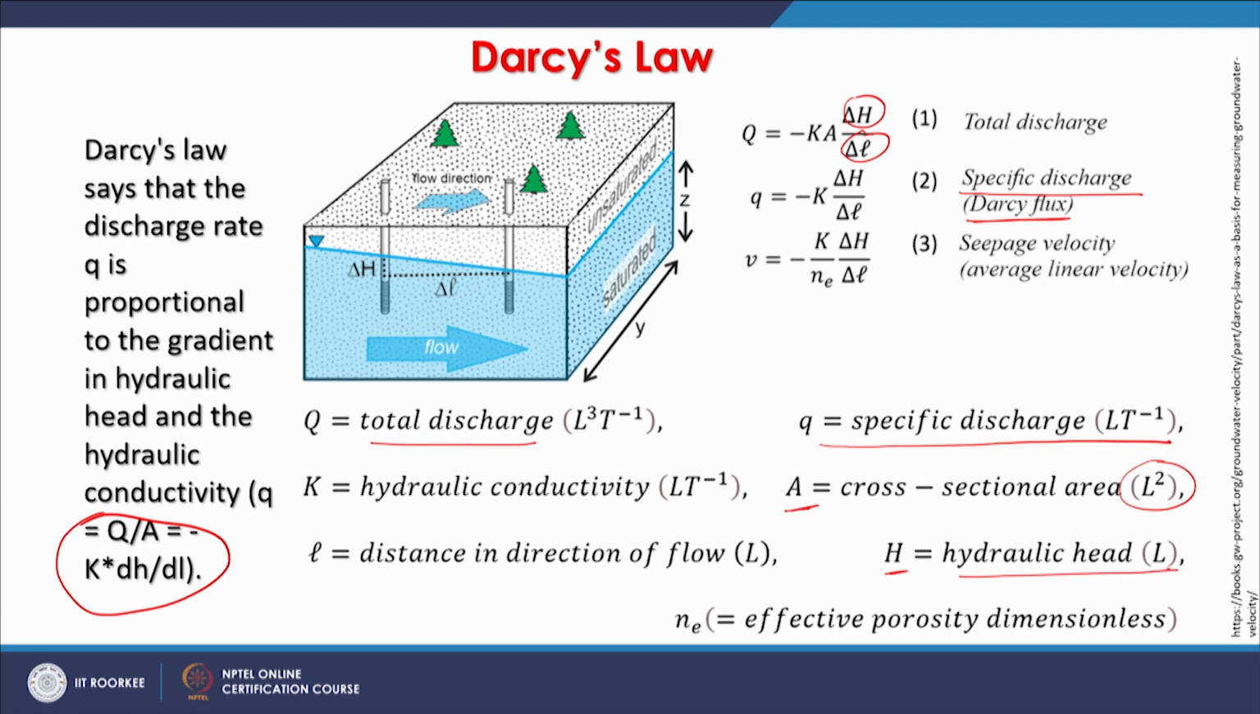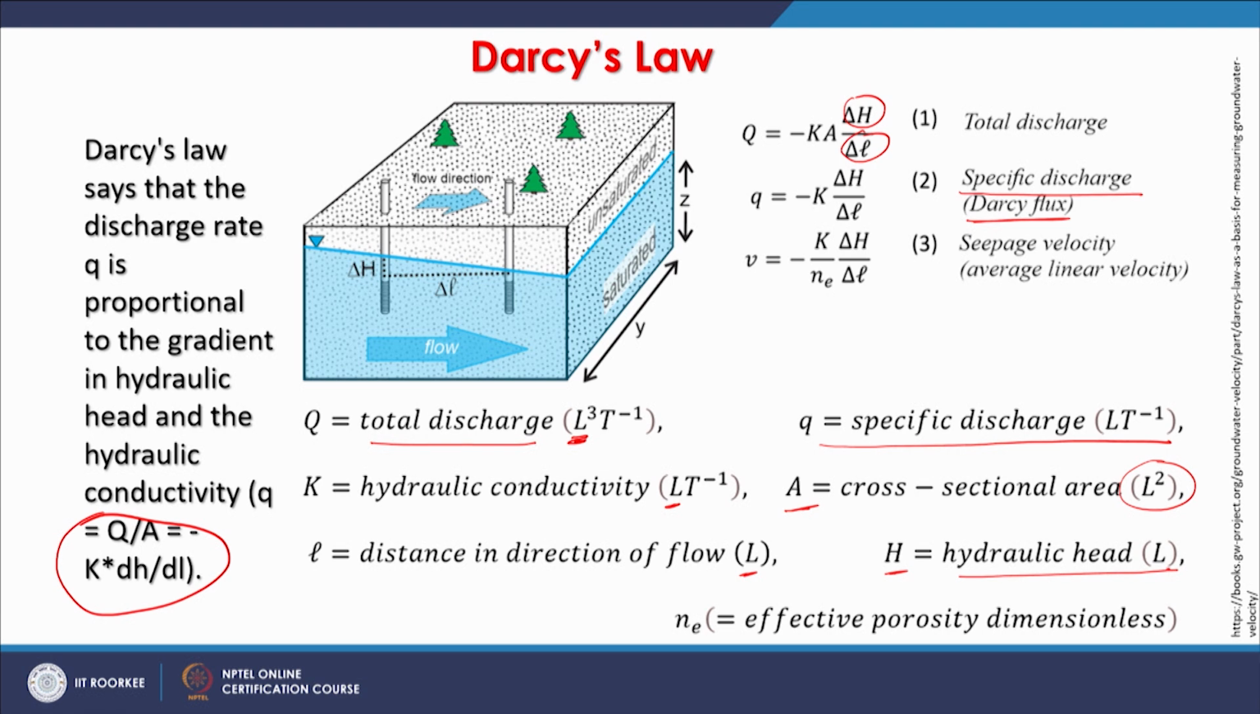and here H is the hydraulic head, L. Earlier I mentioned liter or other things, sorry, this part is length, L is the length here, not a liter per minute or per second. So just remember that correction, and n_e equals the effective porosity, which is a dimensionless quantity.